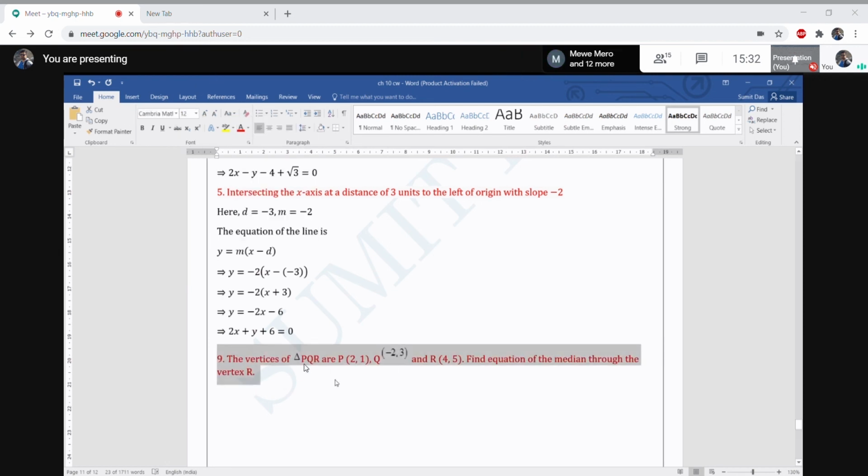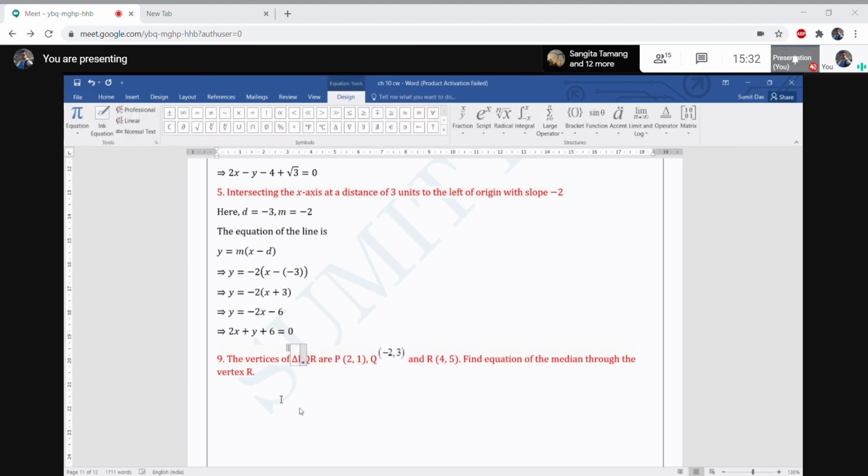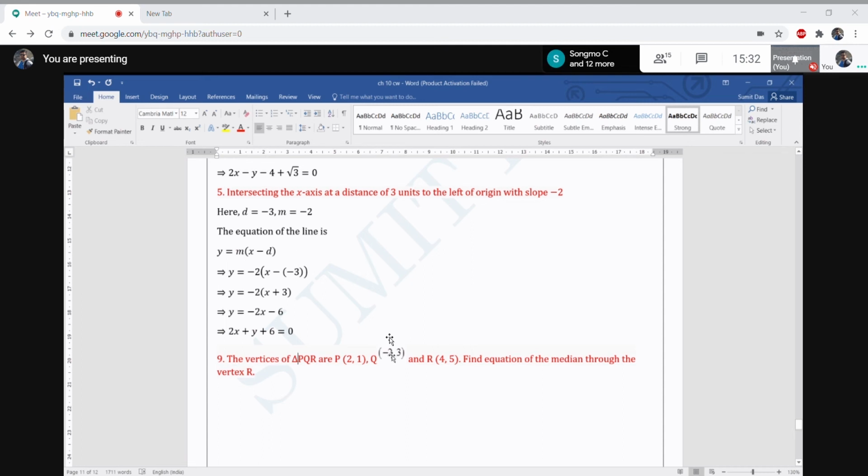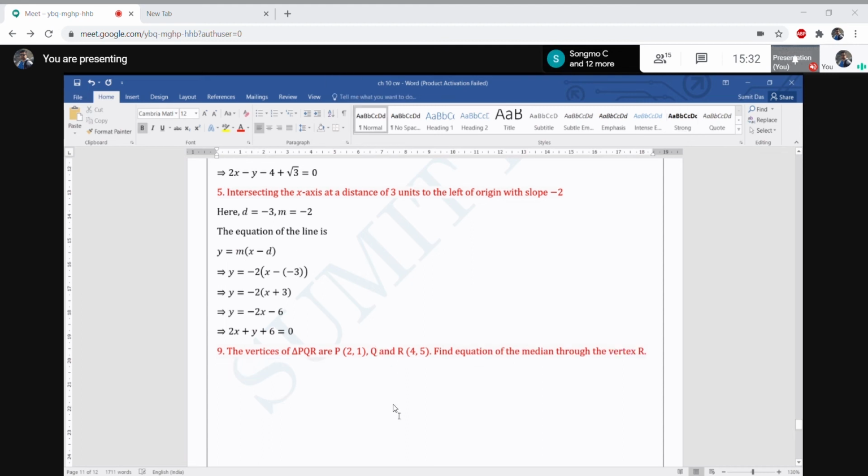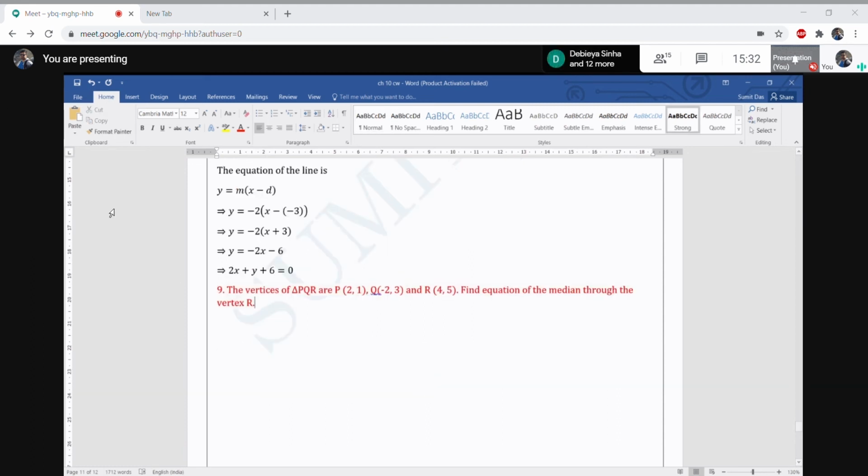Okay, question number 9 is saying the vertices of the PQR triangle are P 2, 1, then Q -2, 3, and R 4, 5. Find the equation of the median through the vertex R. Okay, so for this I should draw one diagram.